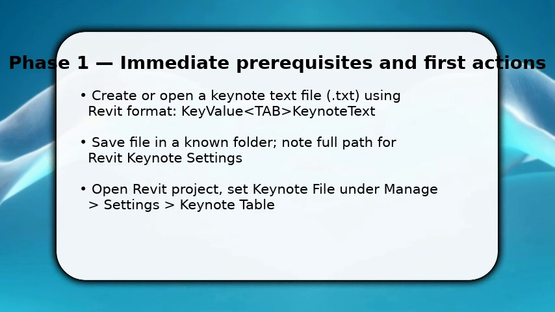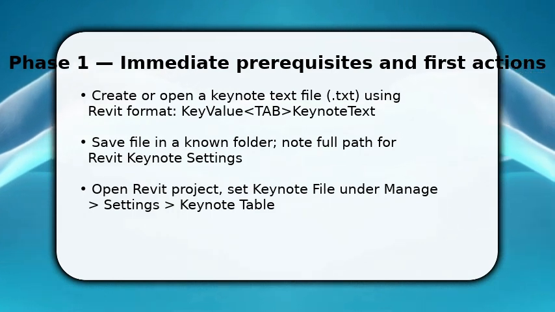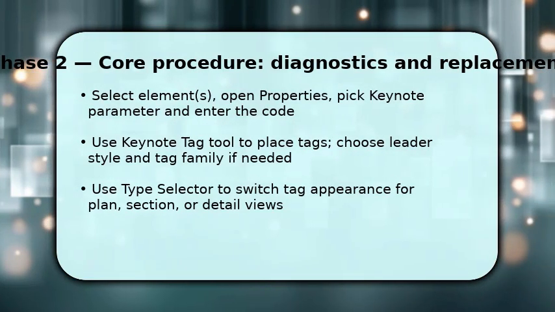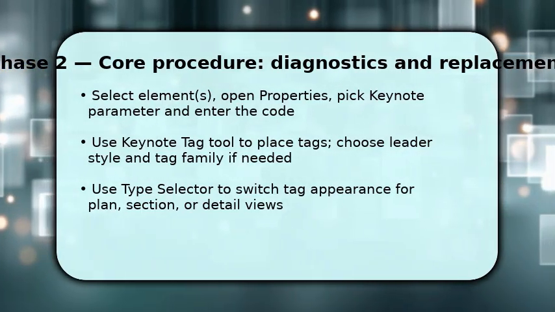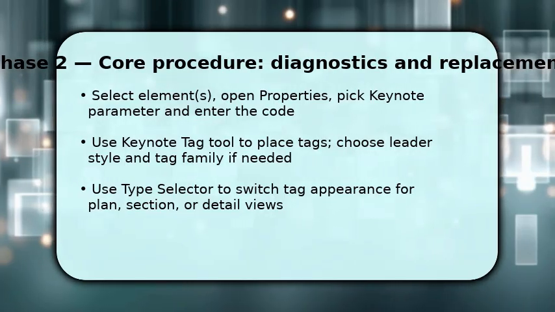Now assign codes directly to elements. Select an object, open its properties, find the Keynote parameter, and type the code exactly as in the text file. After assigning, use the Keynote tag tool to place tags onto elements.